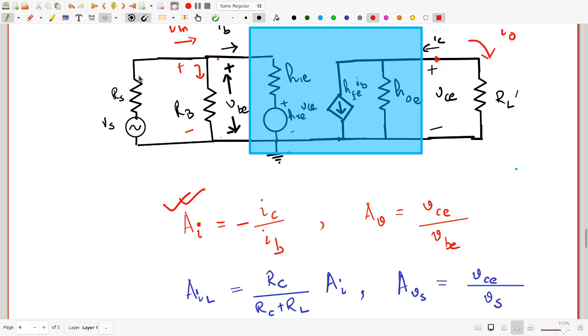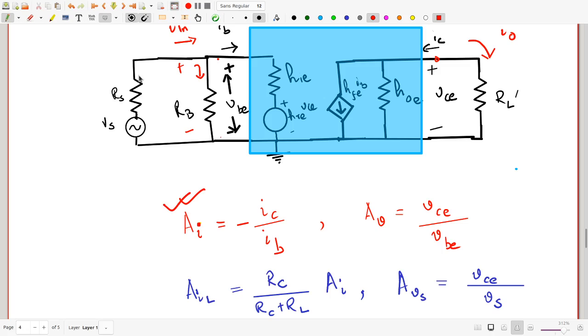This is called the input impedance. If the input impedance is high, then very little current is going to come in and the drop across RS is going to be small. Of course, it's really a comparative statement. When you say input impedance is high, you mean input impedance is high compared to RS.